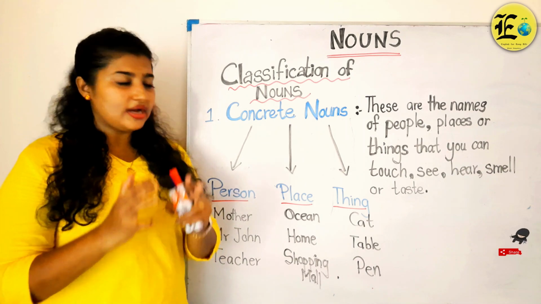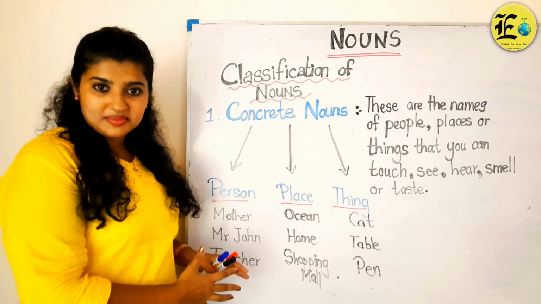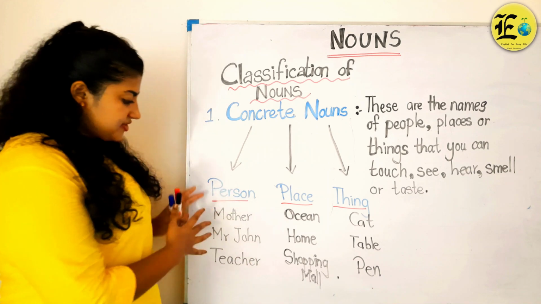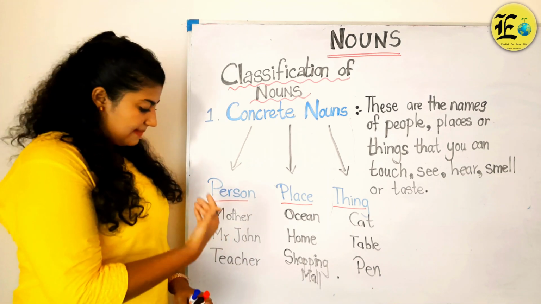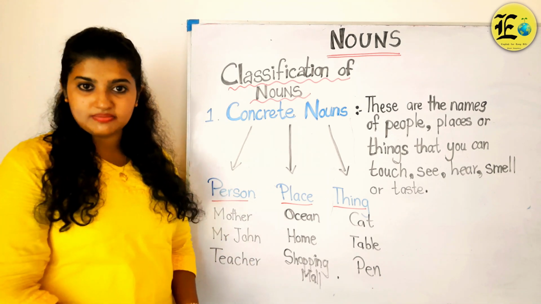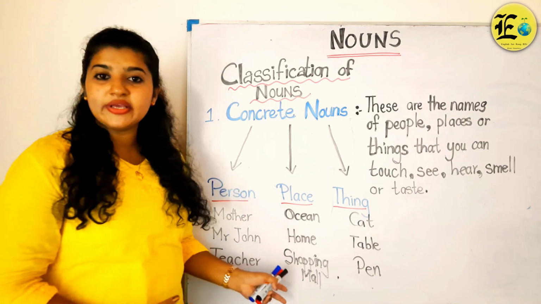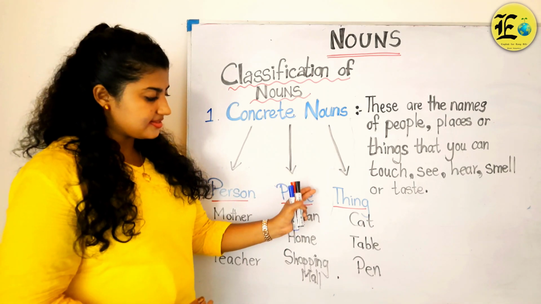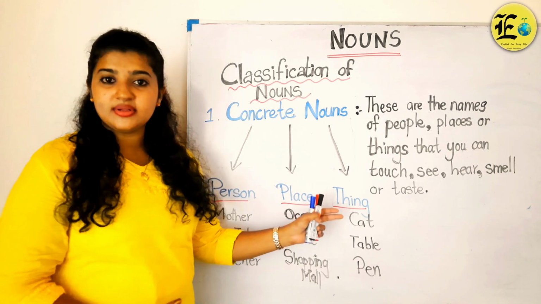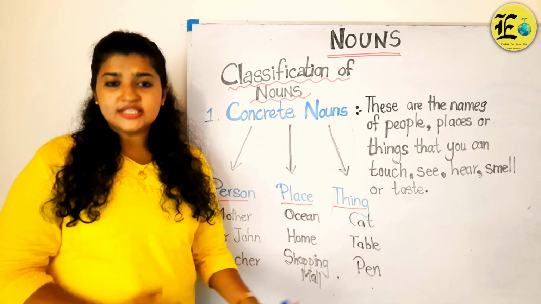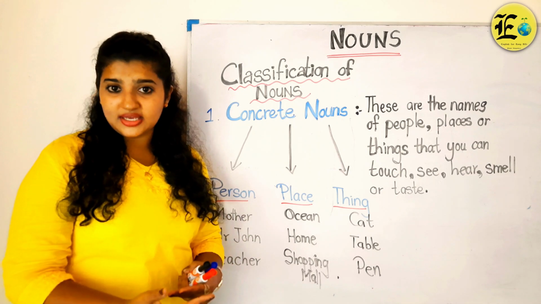And under that, I have provided some basic examples like this. Person, just like mother, Mr. John, and teacher. Place, like ocean, home, shopping mall. And things such as cat, table, and pet.